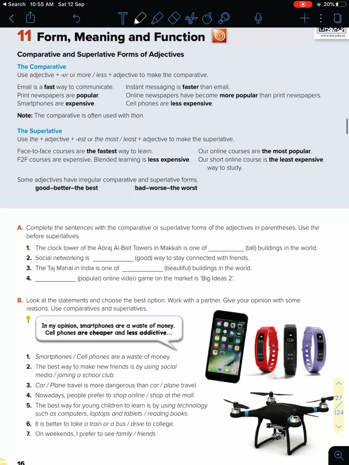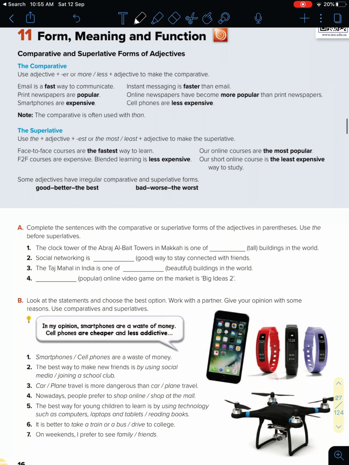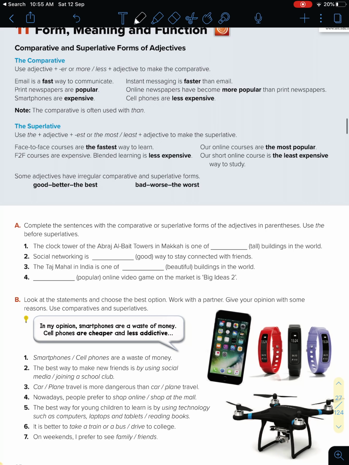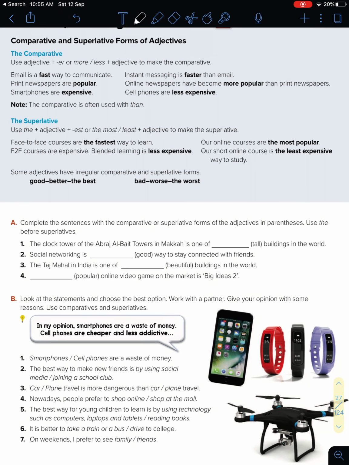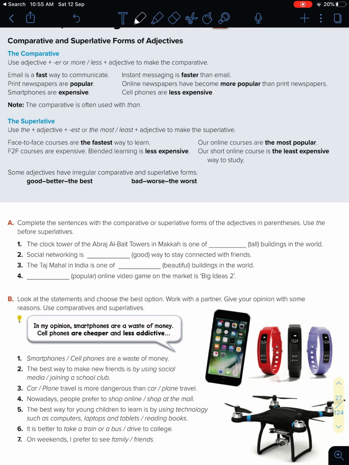Now I'm gonna do exercise letter A with you. بحل معاكم exercise A. Okay, and the rest you can do by yourself. Now let's read the exercise and understand what is asked from us. طبعا جزء من الإجابة دائما أقول إنه فهم السؤال. Complete the sentences with the comparative or superlative forms of the adjectives in parentheses. Use the before the superlative. واضح؟ طبعا هنا مطلوب مني أني أستخدم الفورم الصحيح من الصفات، comparative or superlative.